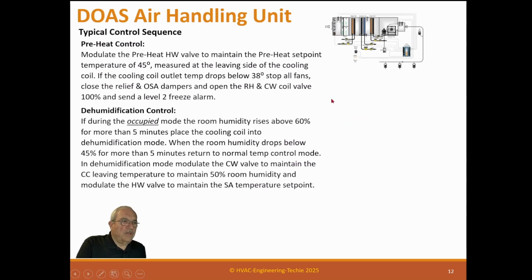Dehumidification control. If during the occupied mode, the room humidity rises above 6% for more than 5 minutes, place the cooling coil into dehumidification mode. When the room humidity drops below 45% for more than 5 minutes, return to normal temperature control mode. In dehumidification mode, modulate the chill water valve to maintain the cooling coil leaving temperature to maintain a 50% room humidity, and modulate the hot water valve to maintain the supply air temperature set point.